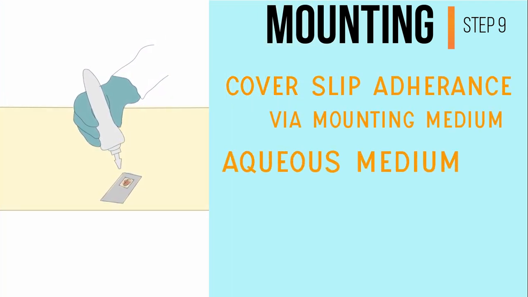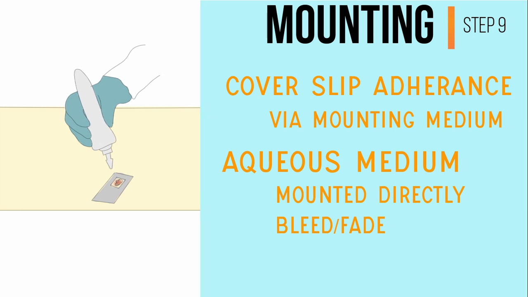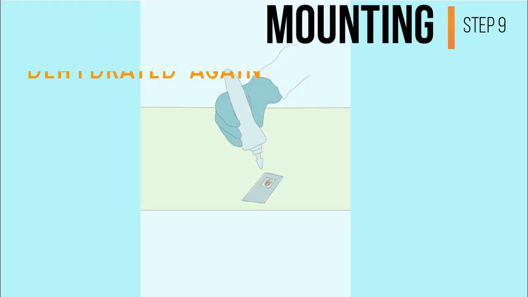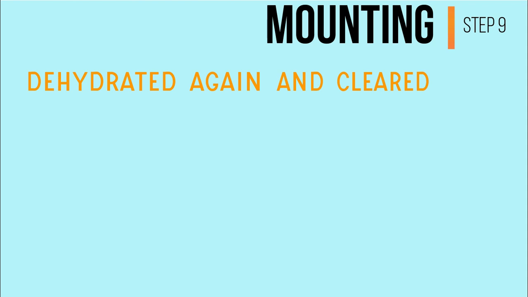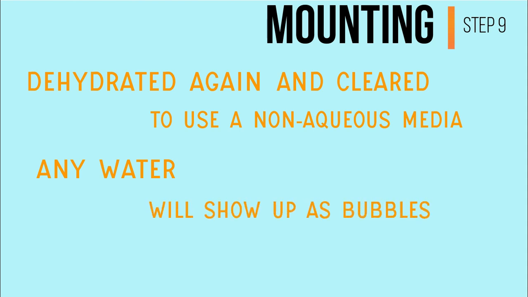There are aqueous-based mounting media available that allow tissues to be mounted directly from the staining process. However, in such mountants, the water solubility of certain stains enables them to bleed and/or fade, requiring the use of resinous mounting media. The section must be dehydrated again and cleared first to use a non-aqueous mountant. Any water brought over to the mounting stage will show up as bubbles or vacuole-like structures, as the water droplets aggregate and distort the tissue.